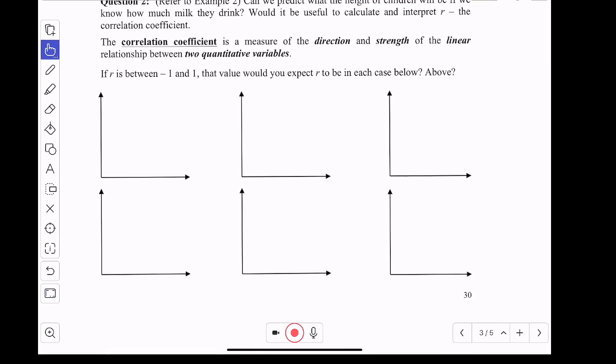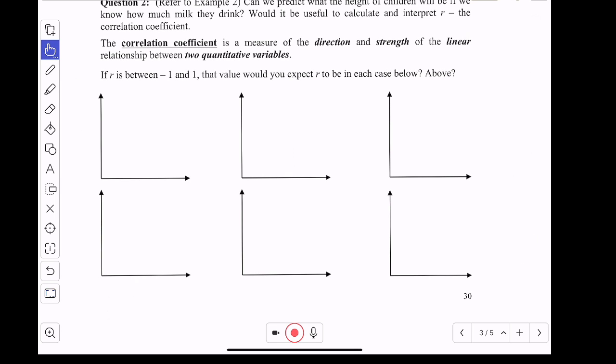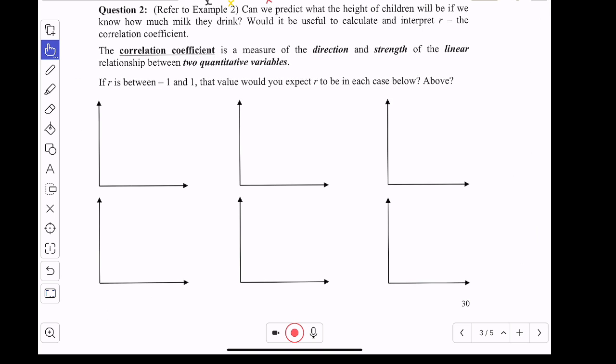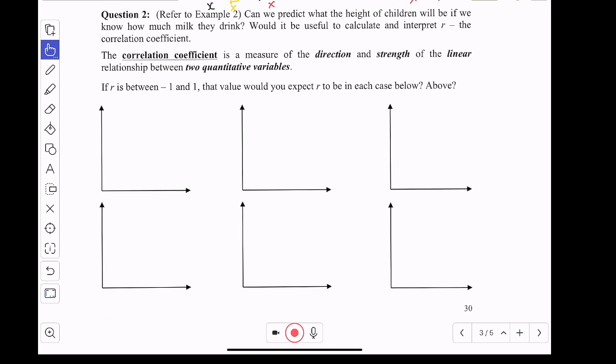The second question is, can we predict Y from X using the R that we calculate? So we need R. We begin with R.